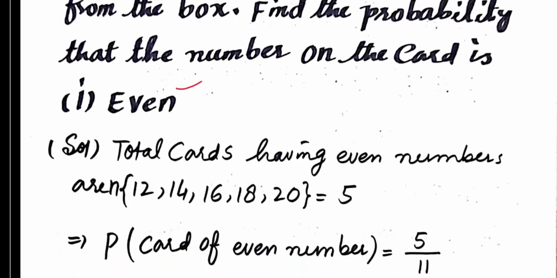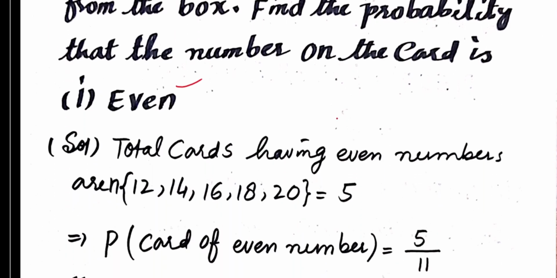This is very simple. Total cards having even numbers from 11 to 21. The first even number is 12, second is 14, third is 16, 18, 20. Total, these are 5 even numbers. So probability of a card of even number is 5 over 11.